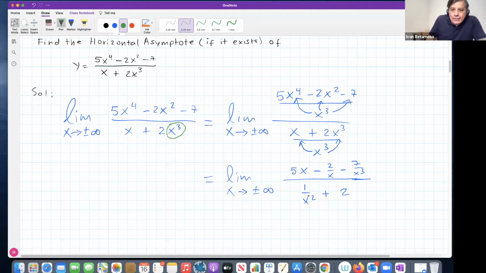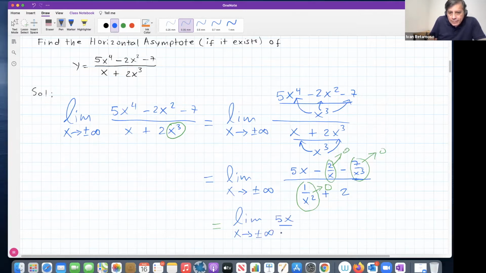Now, I know that all these terms containing x in the denominator go to 0, 0, 0, because x is big in absolute value. It could be a very big positive number or a very negative number. This is 0 anyway. But this is not 0, it's 5x. So at that point, you end up with the limit as x approaches plus or minus infinity of 5x over 2.